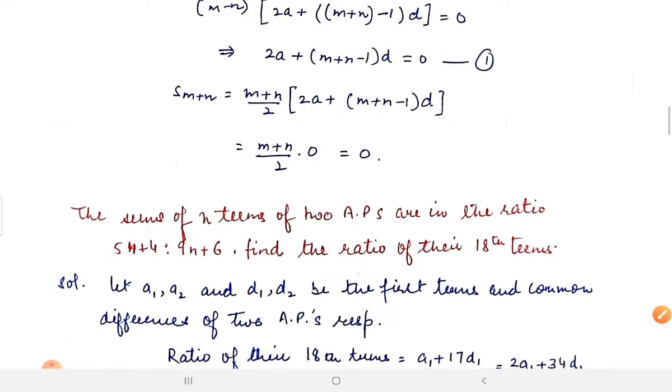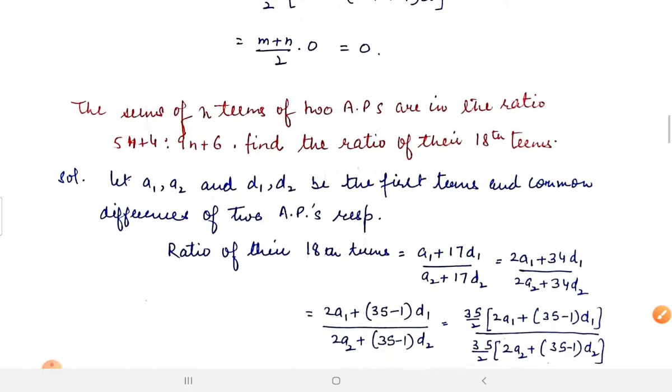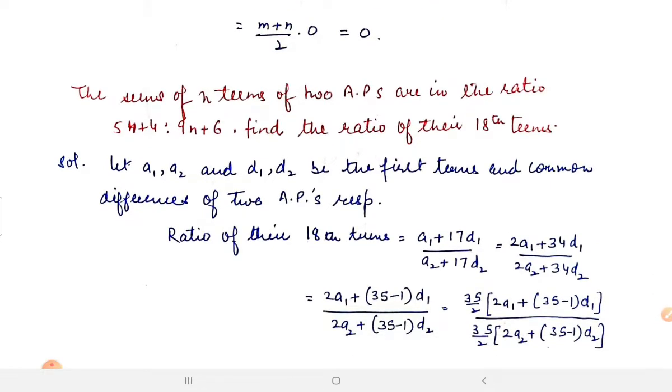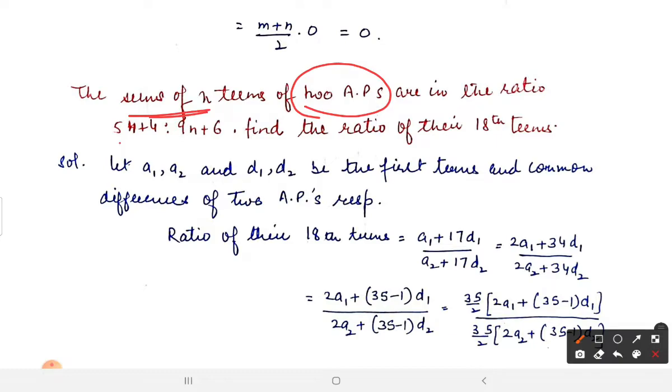Next question. The sum of n terms of two APs are in the ratio 5n plus 4 to 9n plus 6. Find the ratio of their 18th terms. So what we are given is two arithmetic progressions, and the ratio of their sums is 5n plus 4 to 9n plus 6. We have to find the ratio of the 18th terms.